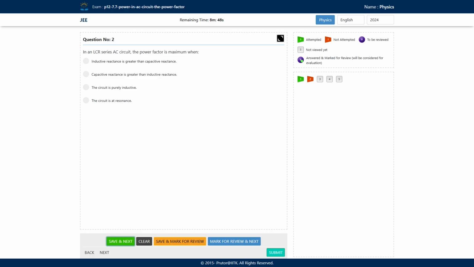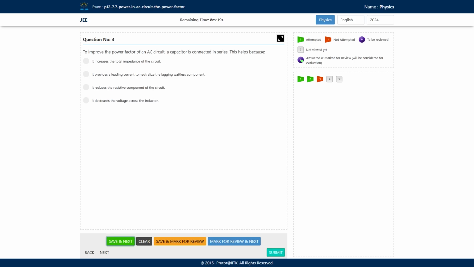Now, in an LCR series AC circuit, the power factor is maximum. So when power factor is maximum, inductive reactance is greater than capacitive reactance. When capacitive reactance is greater than the inductive reactance, the circuit is purely inductive, or the circuit is at resonance, when power factor is maximum. Yes, D.